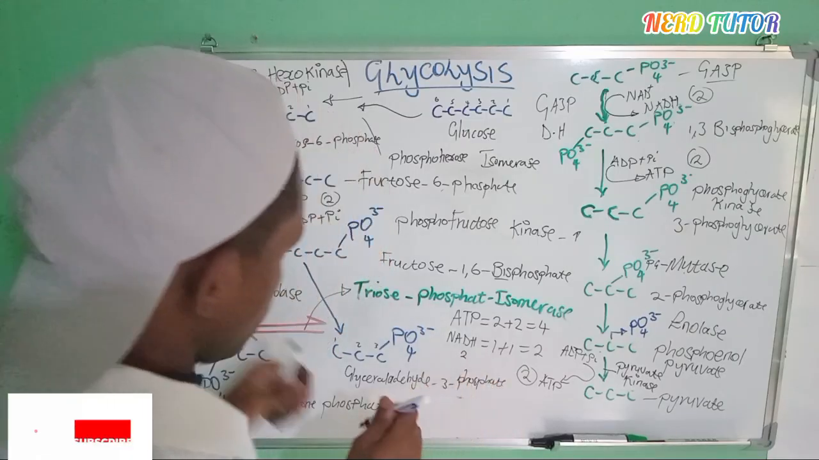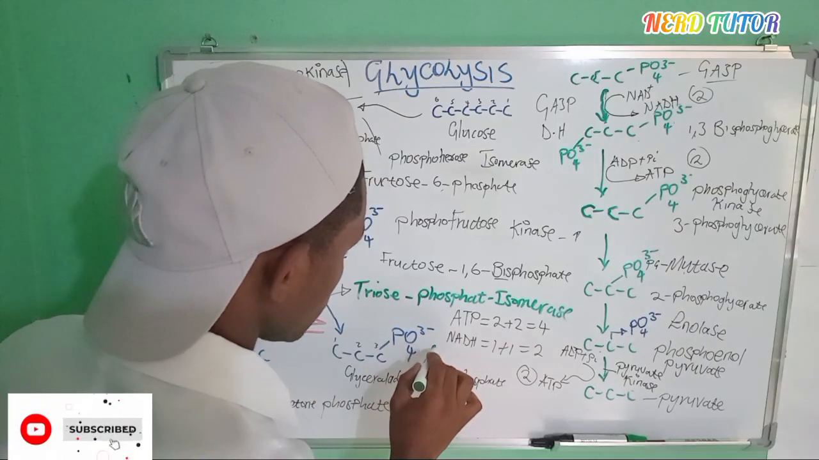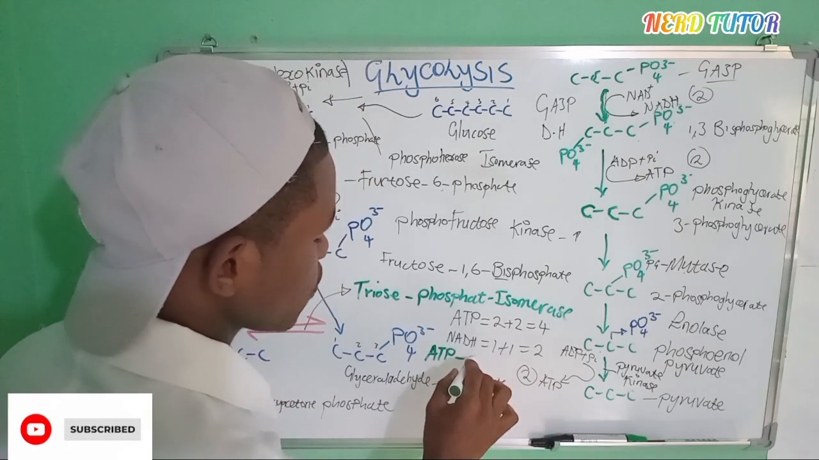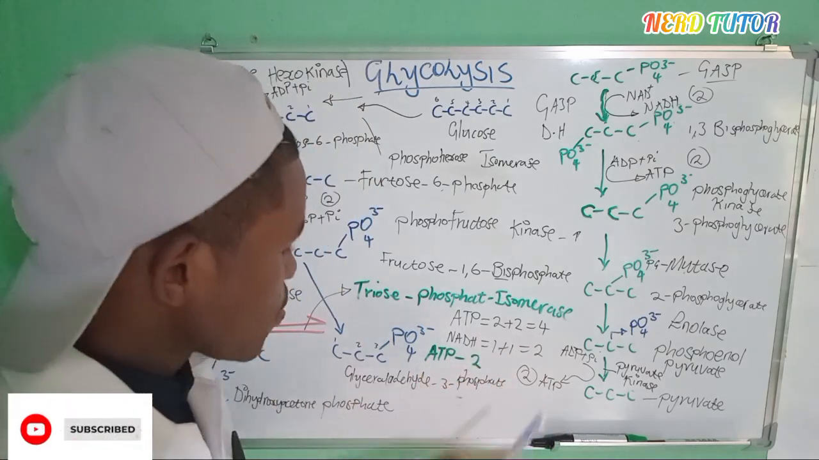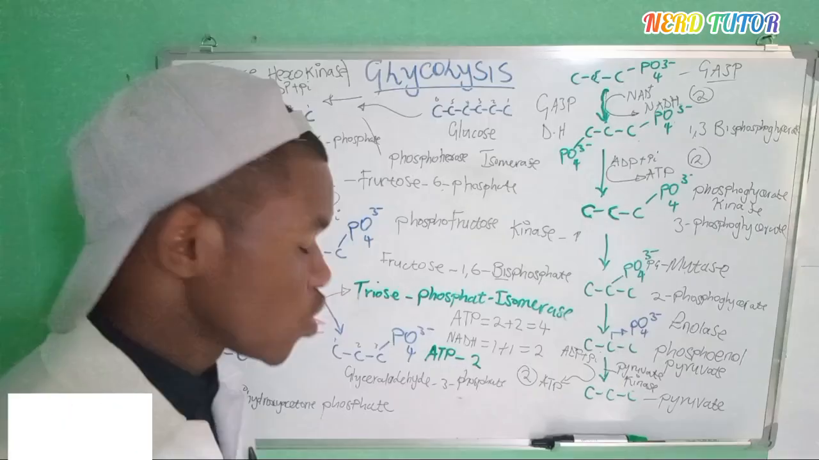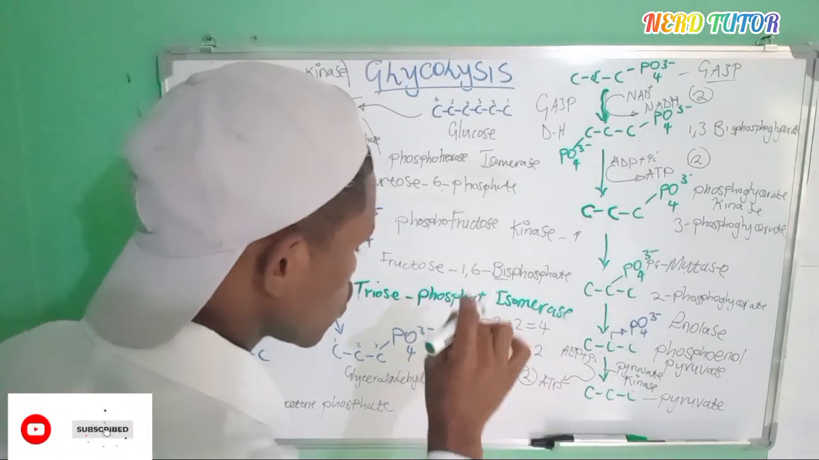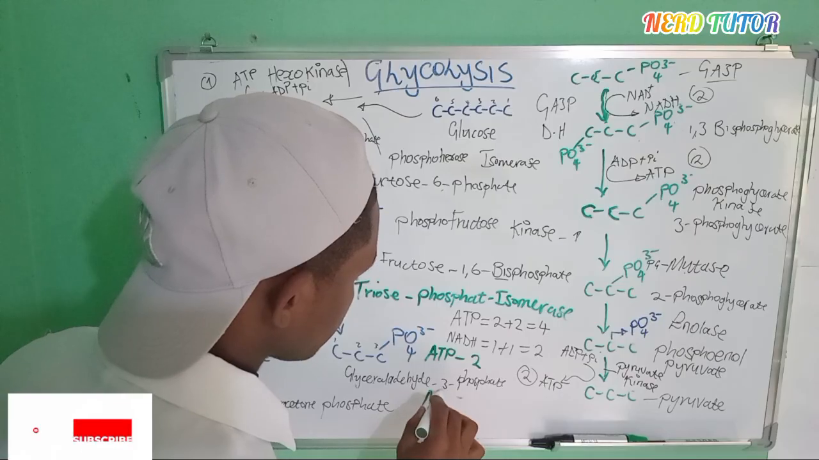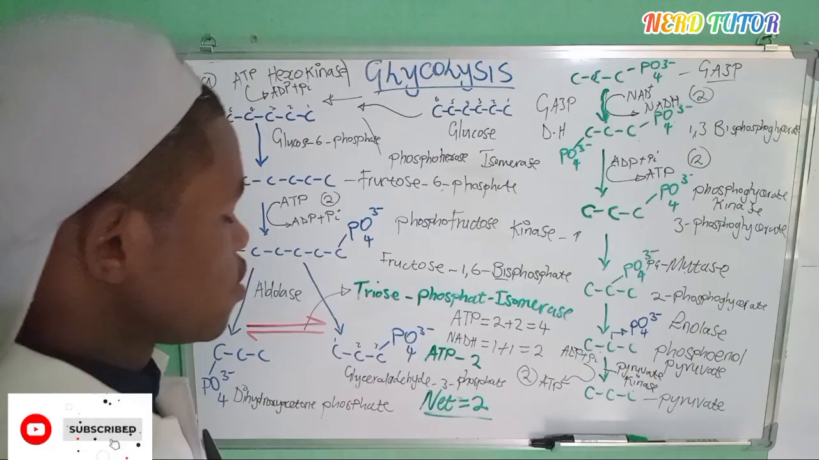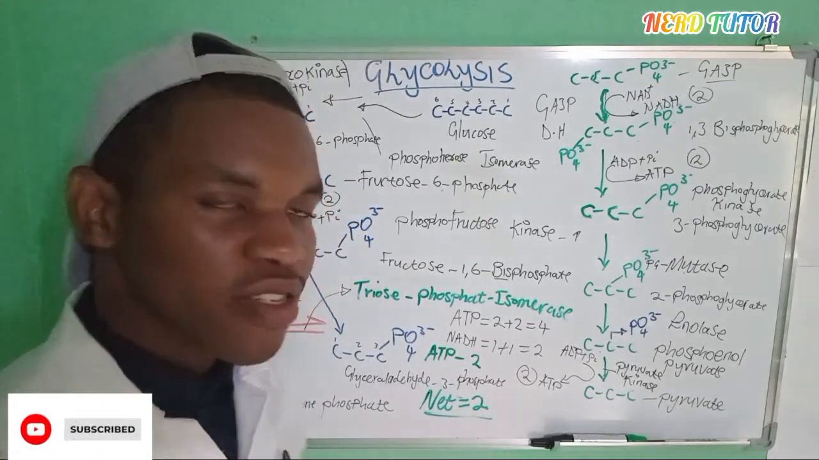We used 2. Let me just use a different color here. So ATP used, in green, is 2. Now, since we produced 4 and we used 2, you can just subtract: 4 minus 2, we are having 2. So in short, glycolysis produces 2 net ATPs. So net ATP will be equal to 2. This is very important. You are supposed to know that this is net. We're producing 2 net ATPs.